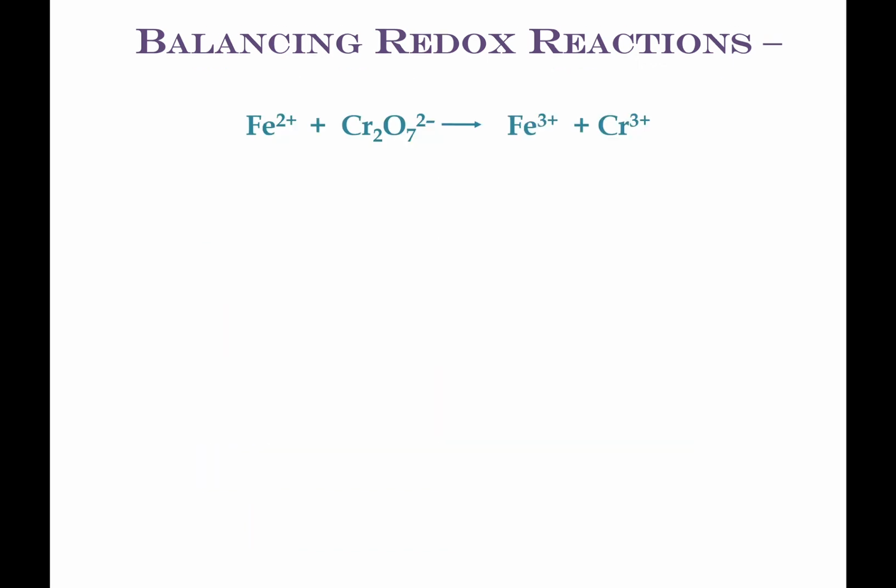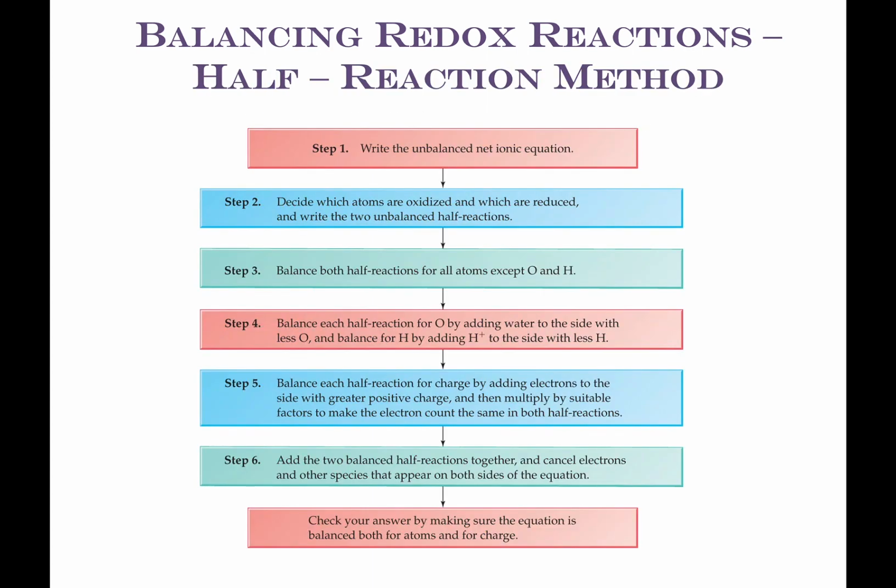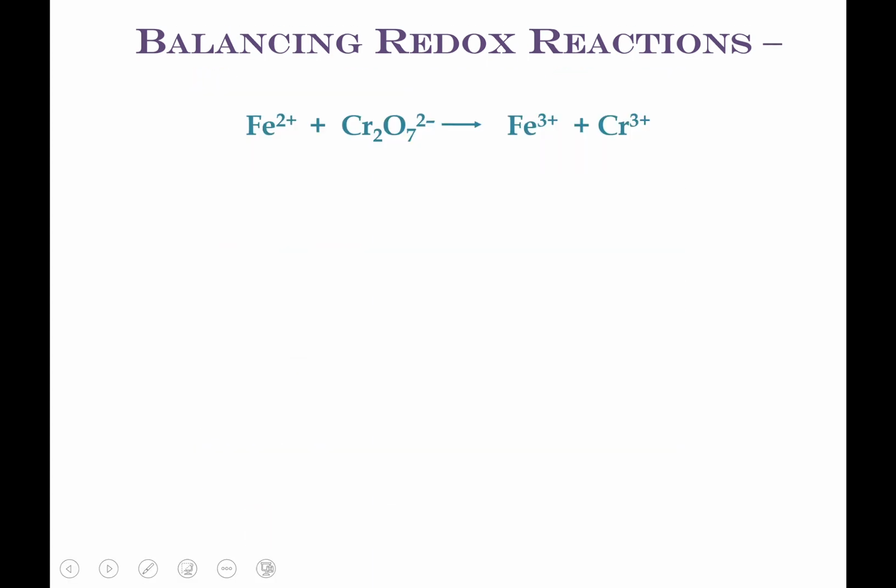This is the unbalanced half reaction. Here we go. Now, honestly, it doesn't really matter if we know which one's the oxidizing half reaction, the reducing half reaction. We're going to balance them the same. But the first thing that we're going to do is write the unbalanced half reactions, net ionic equation, excuse me. So this is step 1.